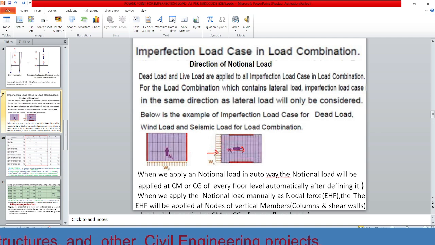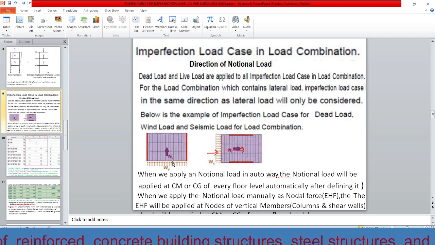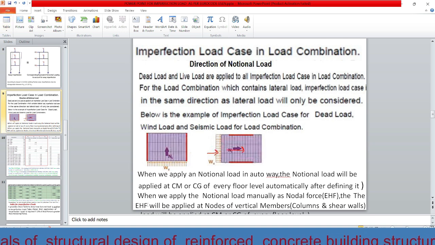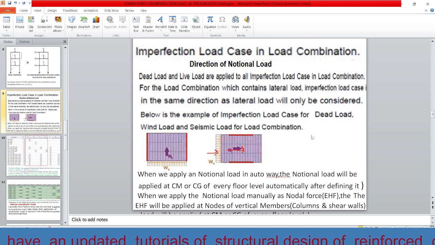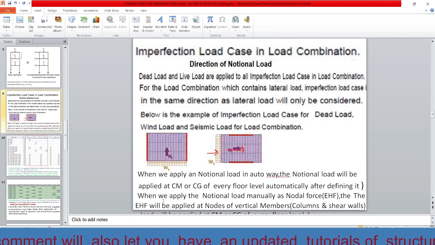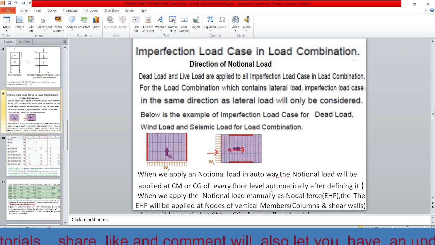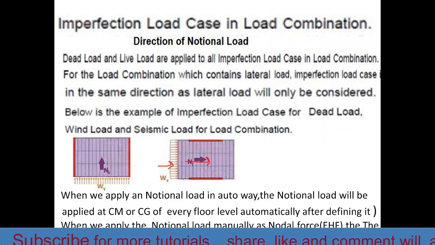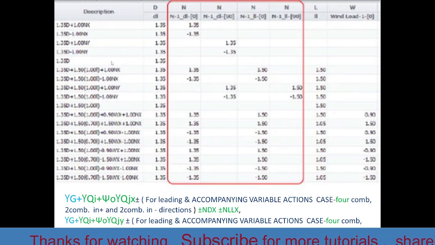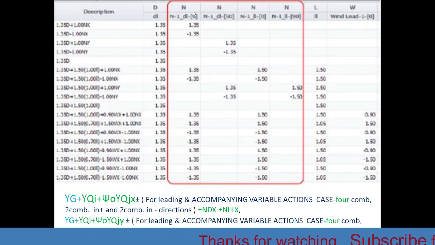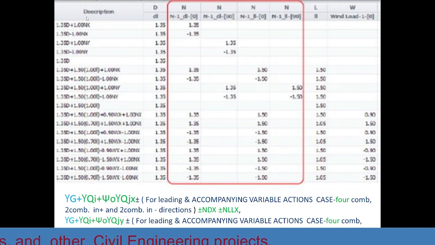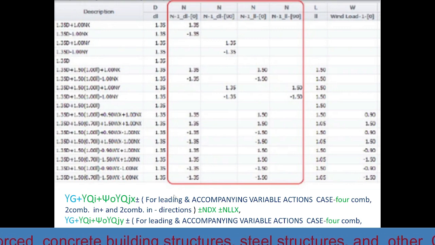So when we use the manual method, we need to apply the equivalent horizontal force at nodes of every column. And here this is just a table showing the way how to combine the notional load with the gravity and lateral force.